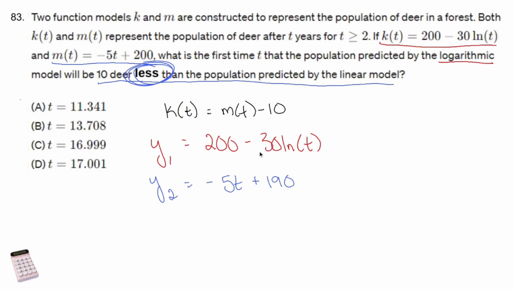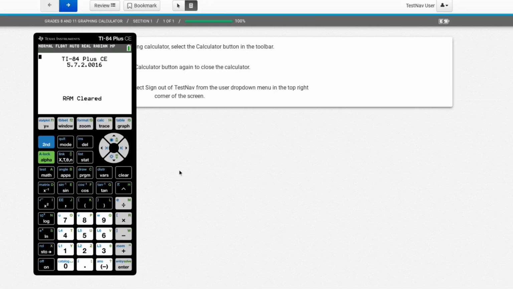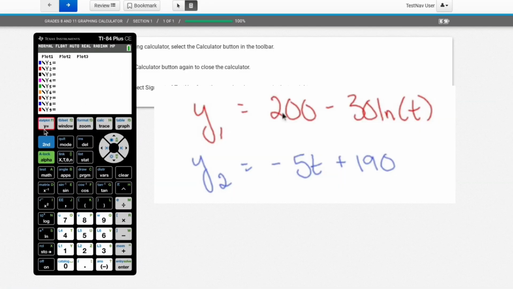And by the way, I'm going to find the intersection of these two lines. So let's do it. We have y equals, and we're going to type in 200 minus 30 ln of t. So here's my ln button. Of course, it's not going to be t, it's going to be x, but we know what to do. That's the first equation. The second equation is going to be -5x plus 190. Since we are dealing with a 200 that's floating around in y sub 1 and a 190 in y sub 2, those are y-intercepts.